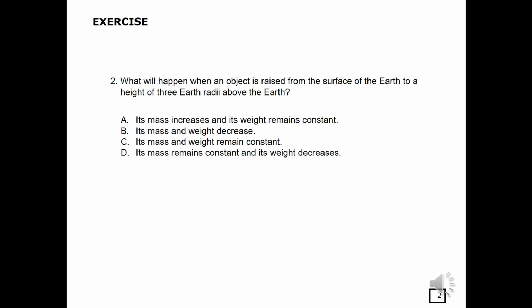We proceed with exercise number 2. What will happen when an object is raised from the surface of the Earth to a height of 3 Earth radii above the Earth? From the equation of weight equal to m a_g, where a_g is gravitational field strength and a_g mathematically equals GM per r square, it shows that a_g and r square are inversely proportional. When the object is raised to a greater height, a_g will decrease. Hence, the weight will decrease. So the answer for exercise number 2 will be D.